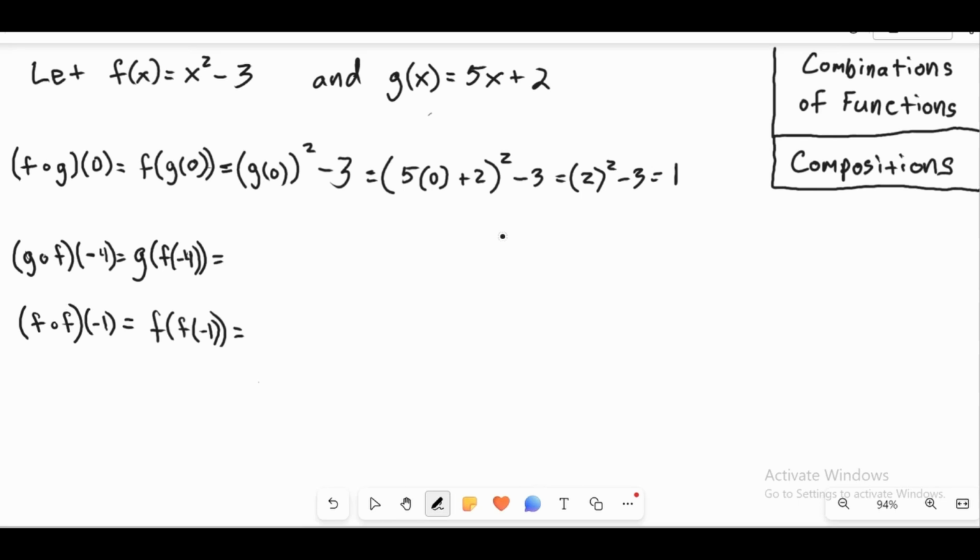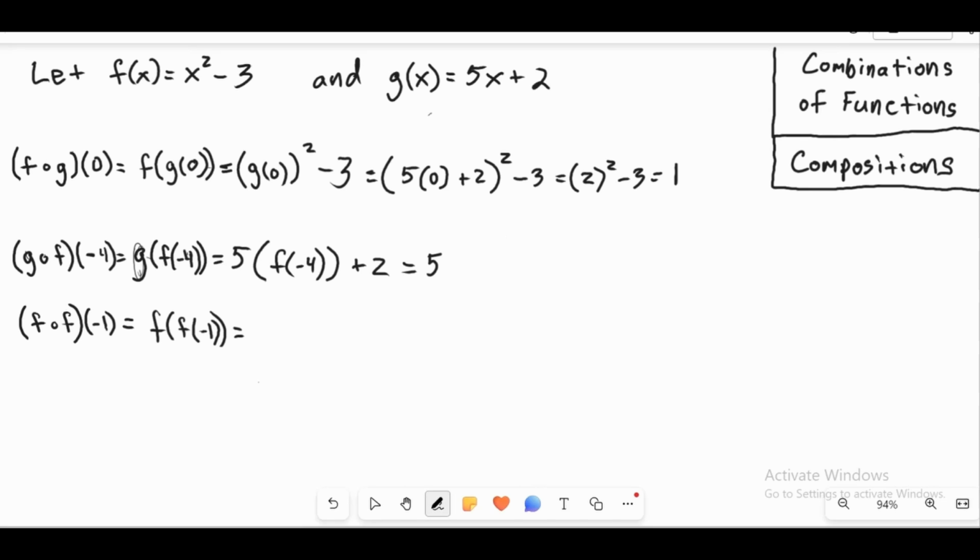And so now we can do this one here. And if you want to, you could pause the video and try this one on your own before I do it. That way you can see if you get the idea. So we're going to do g of f of negative 4. So we're going to do the outside function. I call it the outside function, is g. So we're going to first write our 5x plus 2. So 5, instead of an x, I'm going to write the open parenthesis, plus 2. Okay? And in here, we're going to put in f of negative 4. That's what we're plugging in for x.